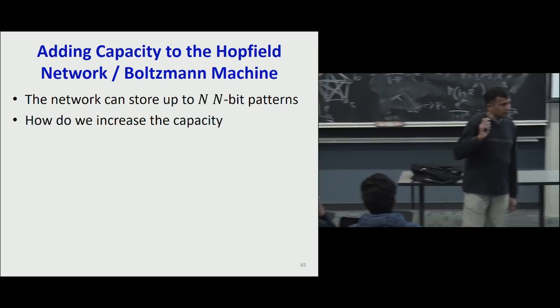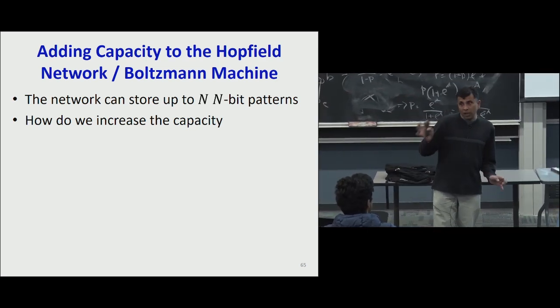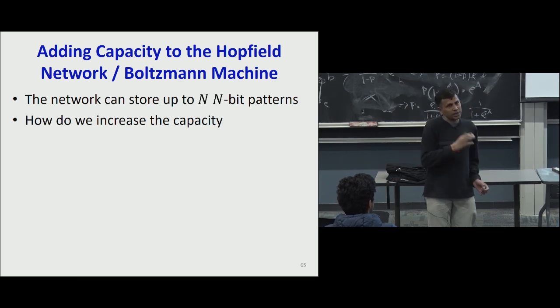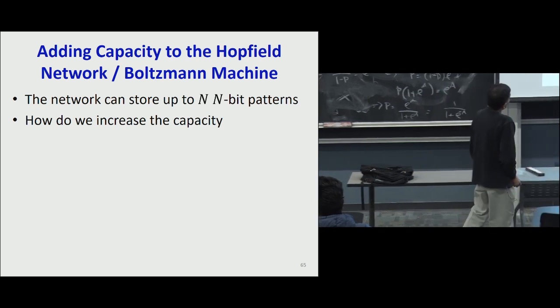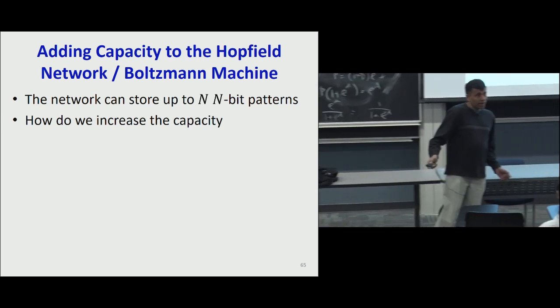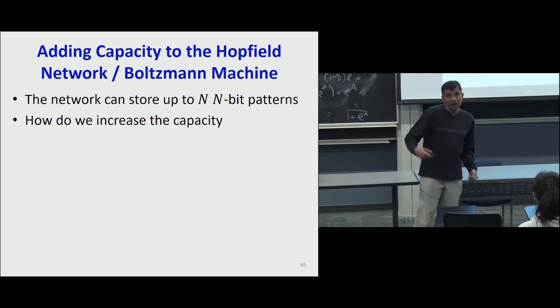Questions? So lots of complex stuff, but eventually when you look at it, it's very straightforward. It's just a regular content addressable memory. Now, we know the network can store up to n n-bit patterns, regardless of how you do it.